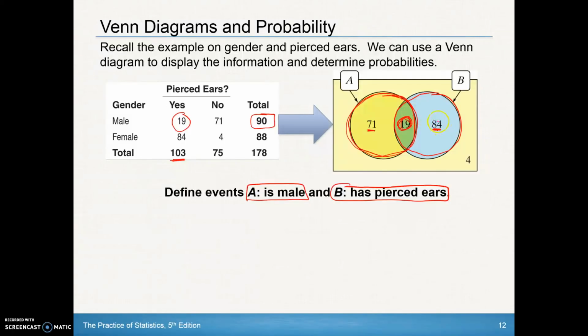Now if I take the union of all this, I get 174. Which means there was a total of 178 people in the group. That means I just have 4 people that don't belong to any part of this. They're not male, not pierced ears. So the group out here, these 4 people, are the females without pierced ears. That's that group right there.